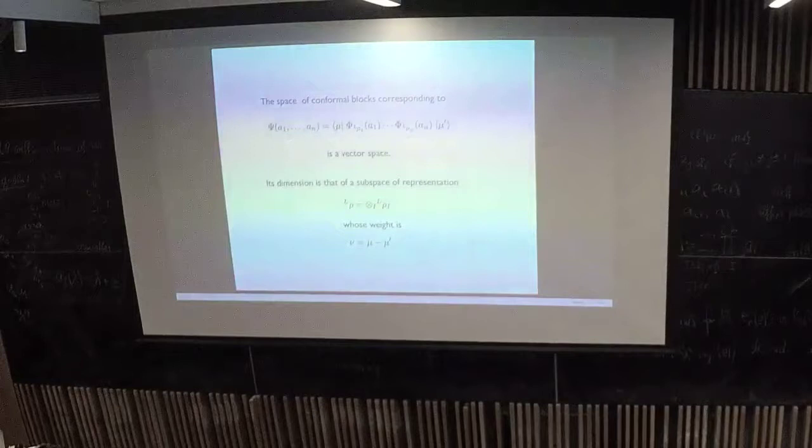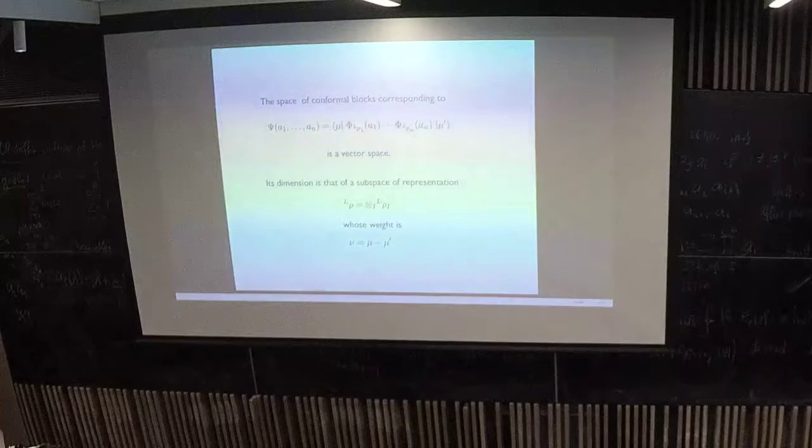The space, so you sew it all together as follows, and the space of conformal blocks that you get is a vector space. It's a subspace of the tensor product of all the representations at the finite points.